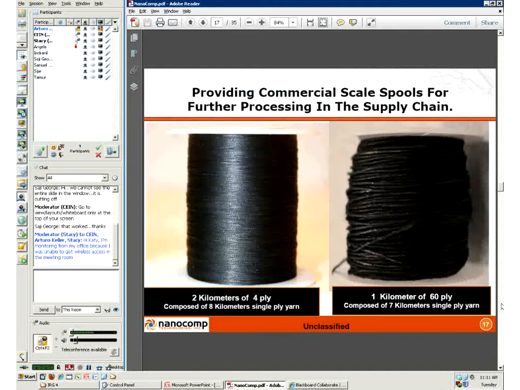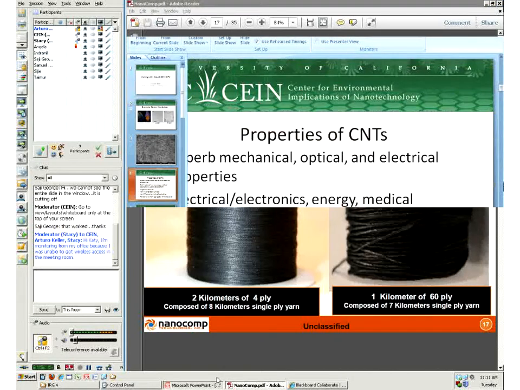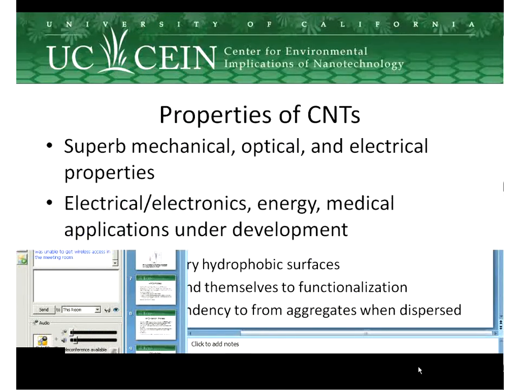So they are going to be used in applications which may have environmental significance. And from a life cycle perspective, that's something we need to be thinking about. What are some of those potential applications? Okay. Any questions? So I'm going to go back to the PowerPoint.